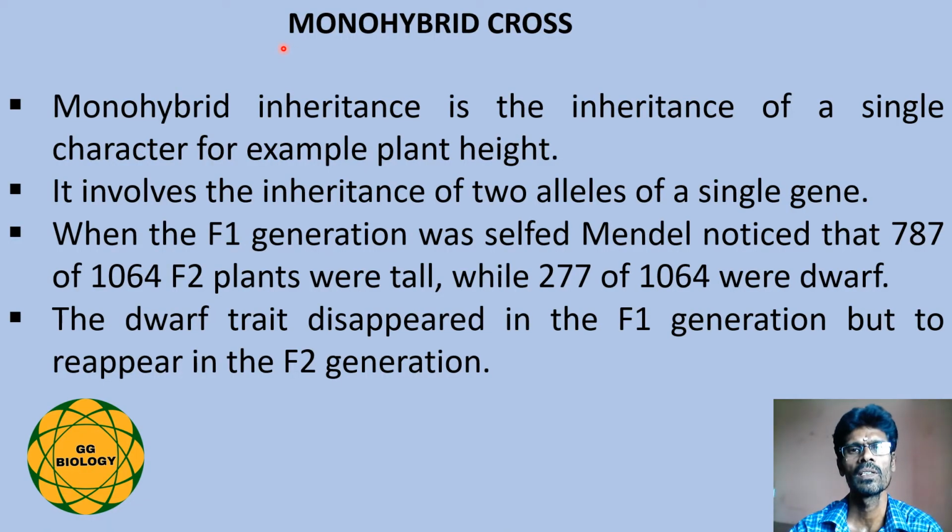Monohybrid cross is a cross done between two parents for the inheritance of a single character, for example, plant height. So this involves the inheritance of two alleles of a single gene.